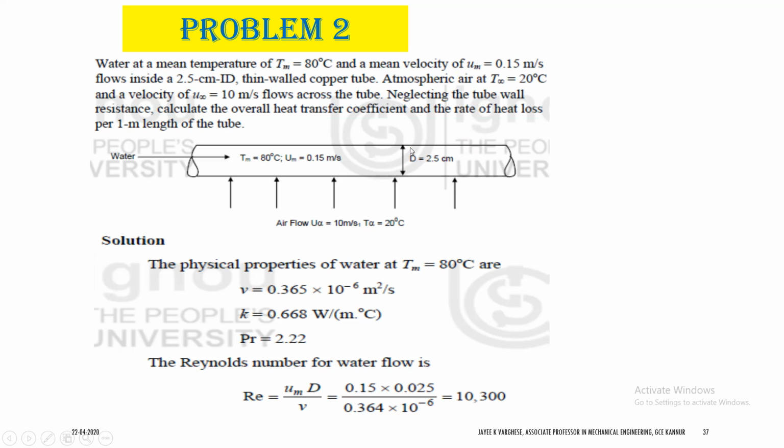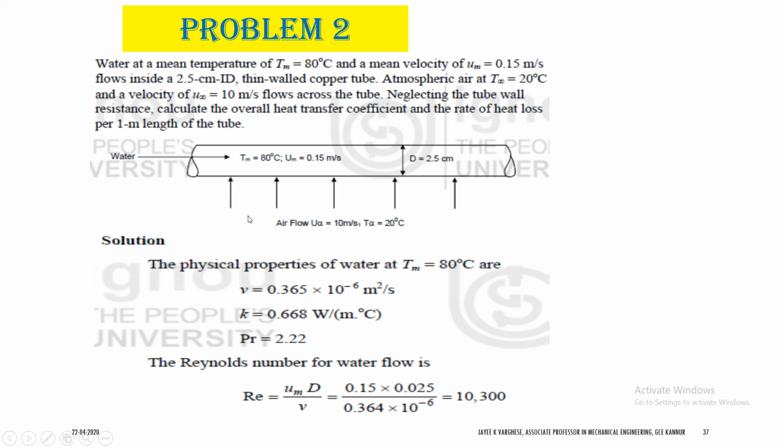Now the heat from the water is lost to the surroundings by convection to the air which blows across the surface. So this figure shows the view if we see from the top. We can see that water flows inside the pipe at a velocity and at a temperature, having a diameter, etc. And air flows over the pipe, externally. So now we are asked to calculate the overall heat transfer coefficient and then the rate of heat loss.